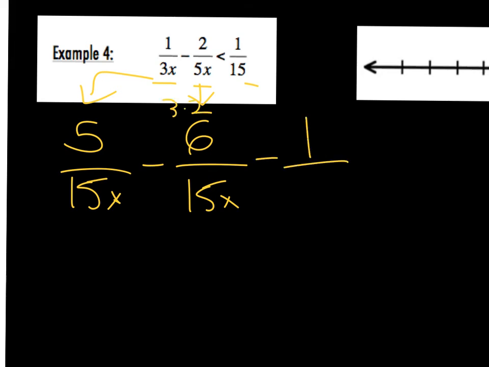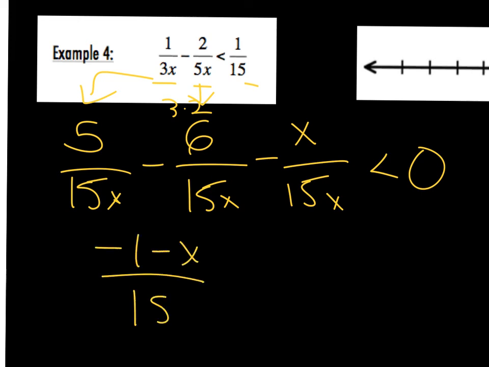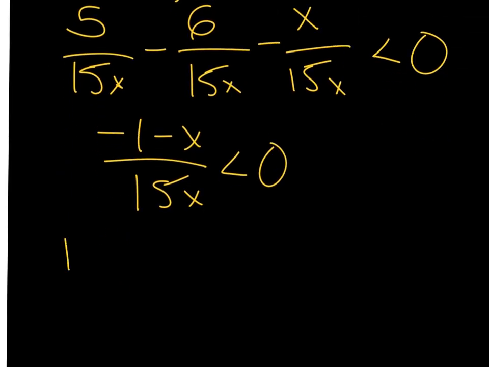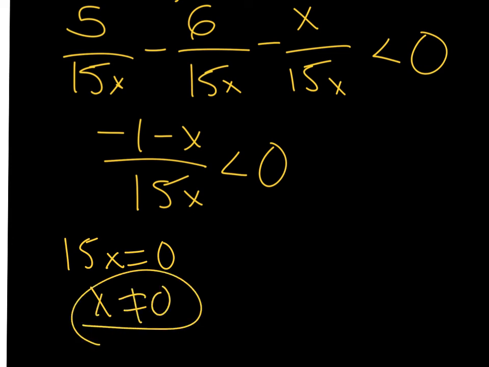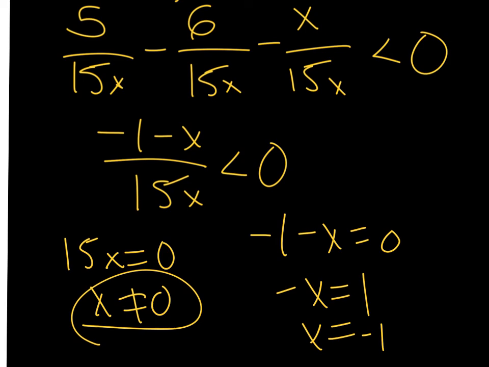Now if I bring over 1 over 15, that's going to be x over 15x less than 0. So putting this all together, 5 minus 6 minus x, that's going to be negative 1 minus x over 15x is less than 0. Now, denominator: 15x equals 0, so x cannot equal 0. So there's one slot at 0. Now I set the top equal to 0 and see what happens there. So negative x equals 1, so x equals negative 1. So there are my lines at 0 and at negative 1.